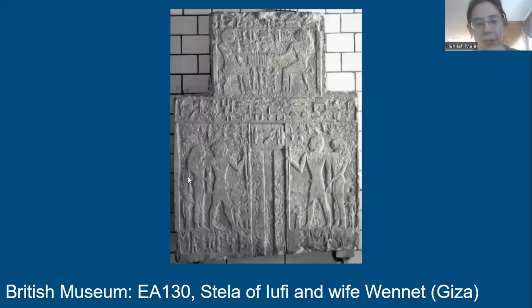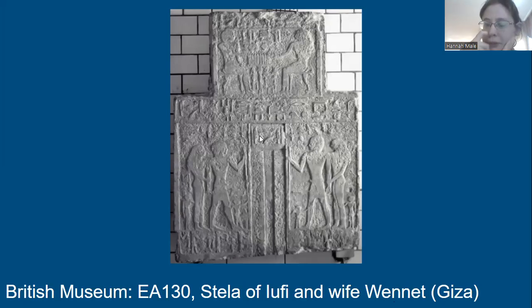This is another stele piece from Giza as well, and this one is in an interesting shape. So it's another one where you see the husband and wife couple here. So again, their names are up here. So in this case, it's Ufe and then Wenit. And then these are some of their family members as well.